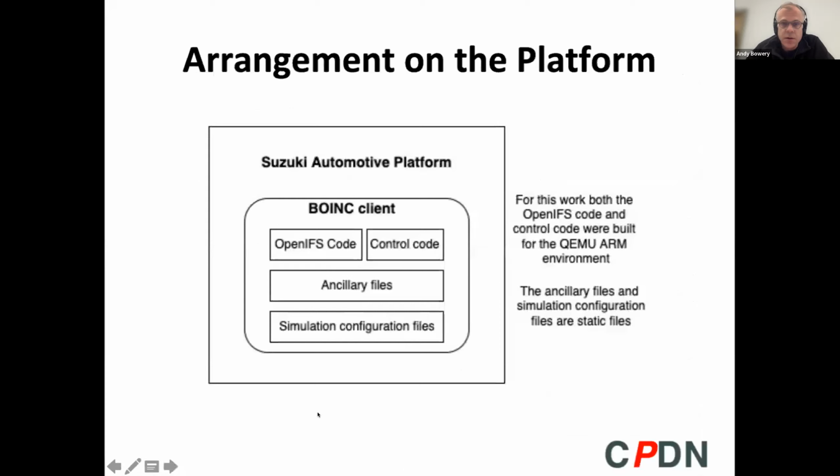So this is the arrangement on the actual car, what's sent to the clients. We have the OpenIFS code and the control code, which acts as the intermediary between the BOINC client and the OpenIFS code. And then the ancillary supporting files and simulation configuration files. These are all sent, or would be sent, to the BOINC client running on this CAN bus.